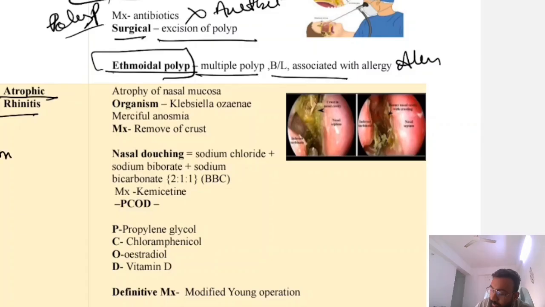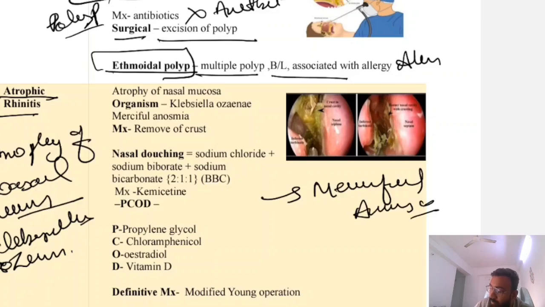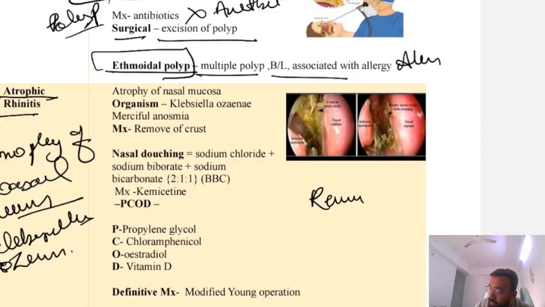So atrophic rhinitis is due to atrophy of the nasal mucosa. It is due to Klebsiella ozaenae. It causes merciful anosmia. And how will you treat this patient? By removing the crust. Treatment by nasal douching.